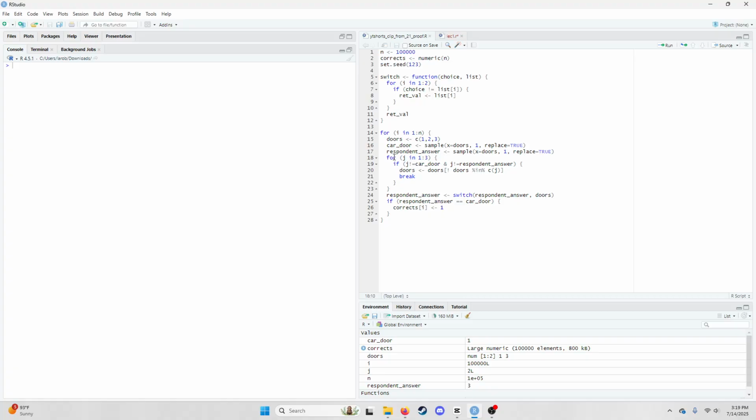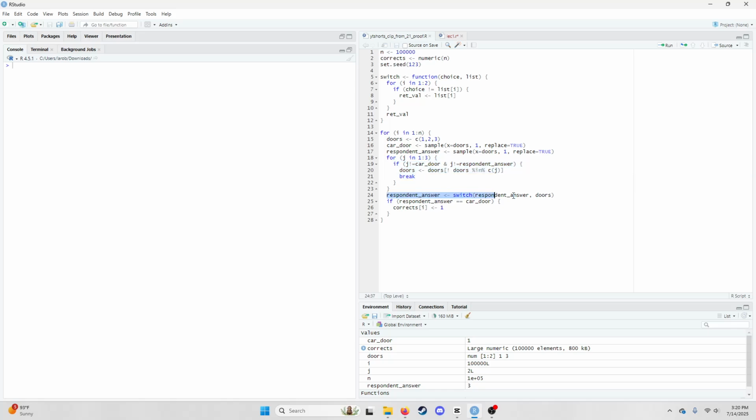And then this is, what is it? Okay, yeah. This is basically removing the door that doesn't contain the car and that the person didn't choose. Yeah, that's what these two things mean. So you pick a door, and then the host goes to one of the other doors and reveals that it has a goat.